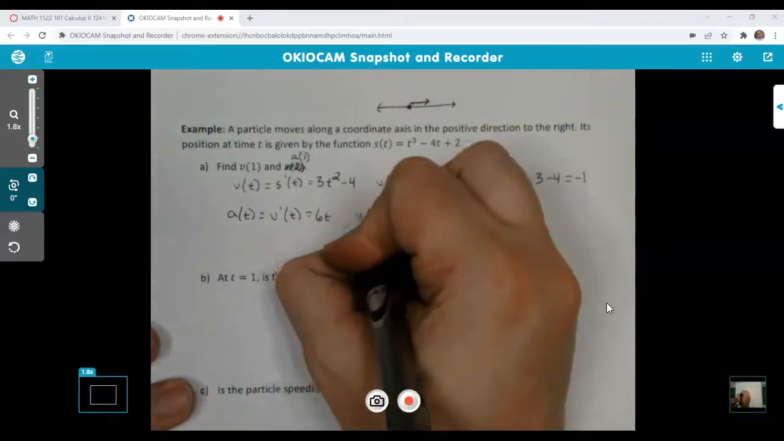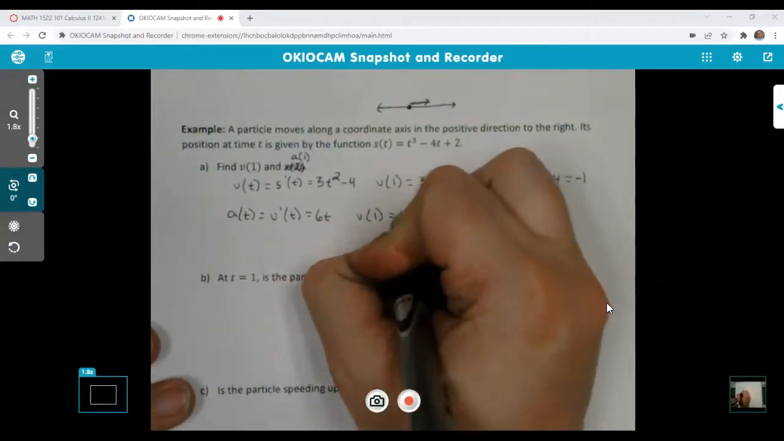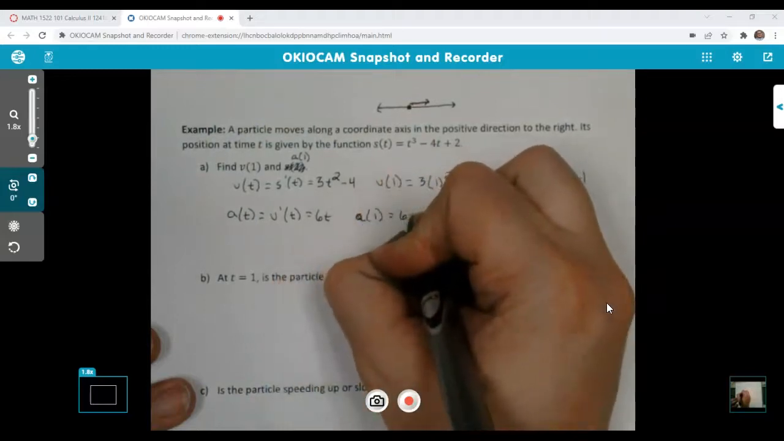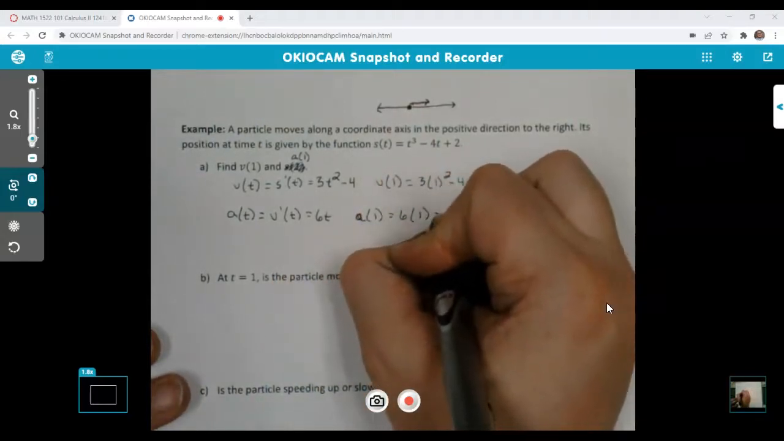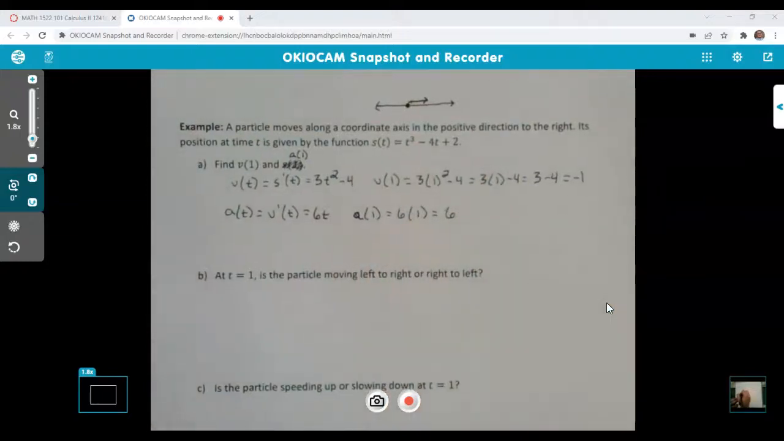So when I do a of 1, apologize, that's just 6 times 1, which is 6. So a of 1 is equal to 6. V of 1 is equal to negative 1. So using that, let's move on to part B.